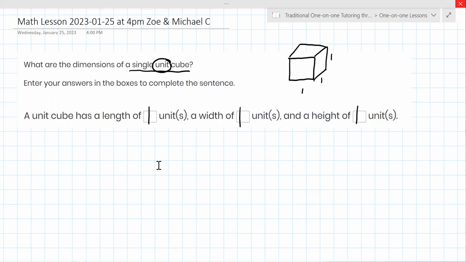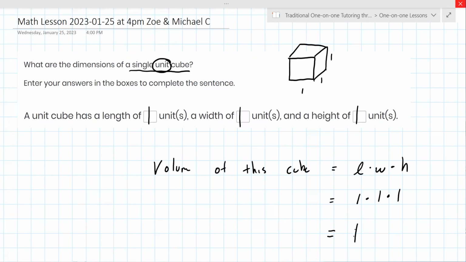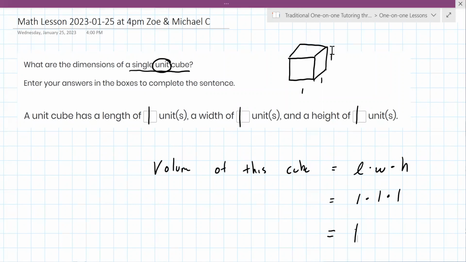Okay, now the volume of this cube is length times width times height. It's 1 times 1 times 1. And what does that multiply to? 1 times 1 times 1, is that what you said? Yes, 1. Okay. So when you have a unit cube, the volume is 1.